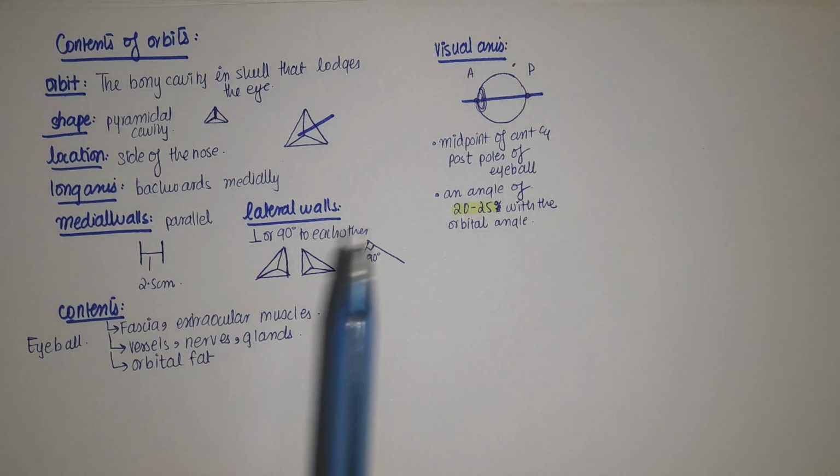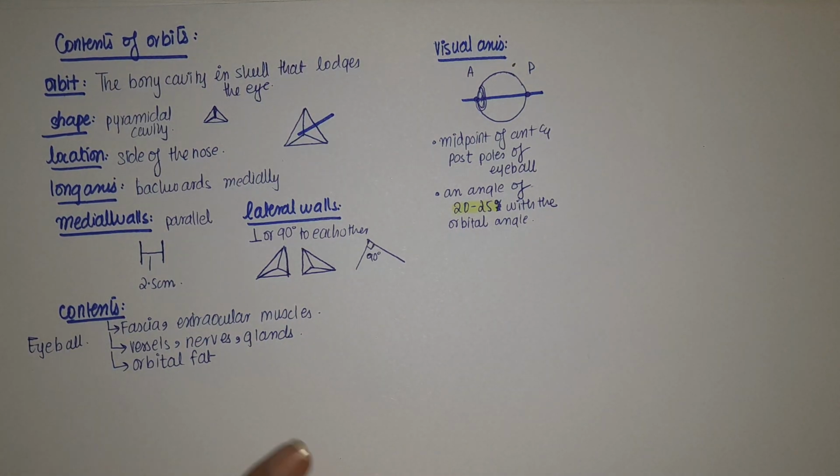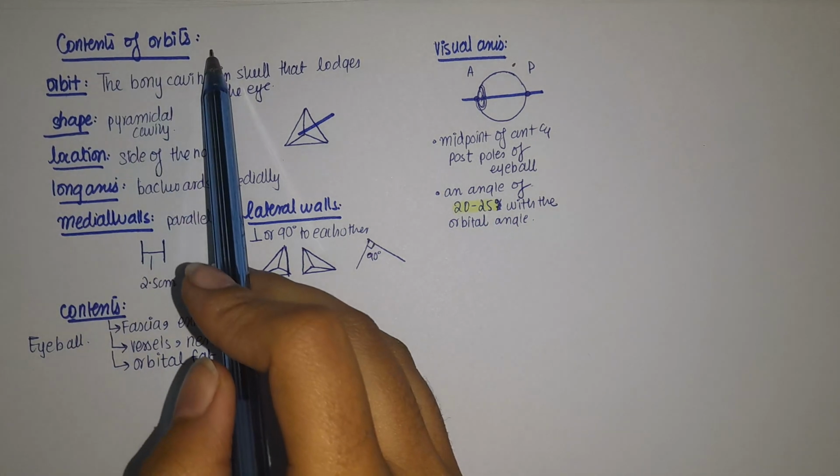Bismillahirrahmanirrahim, everyone. We are going to discuss chapter number 13 of the BD Chaurasia, which is the contents of the orbit. Welcome to the lecture, where we are going to discuss the contents of the orbit.